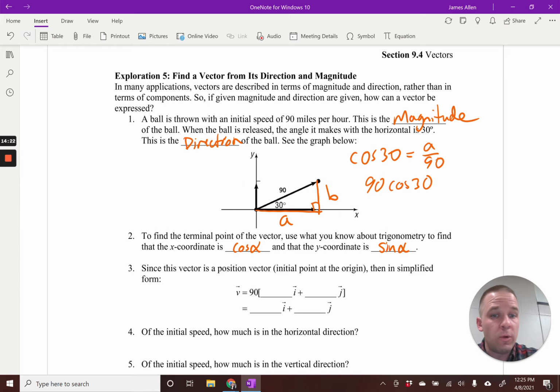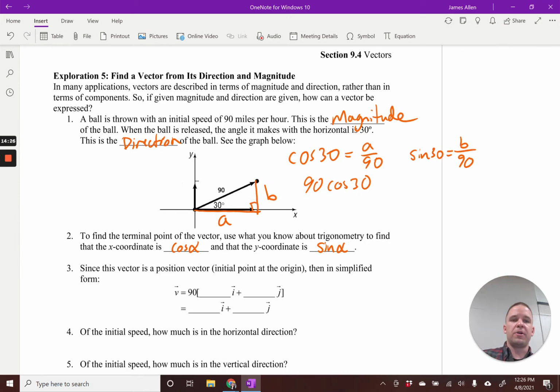Okay? So we could do the same there with b. Let me do that real quick. We could have sine of 30 is equal to b over 90, multiplied by 90. And I've got b solved, right? Always kind of nice to look back at the visual there and not just memorize little pieces of the puzzle, right? Okay, so with that being said, let's pop down to number 3 now.